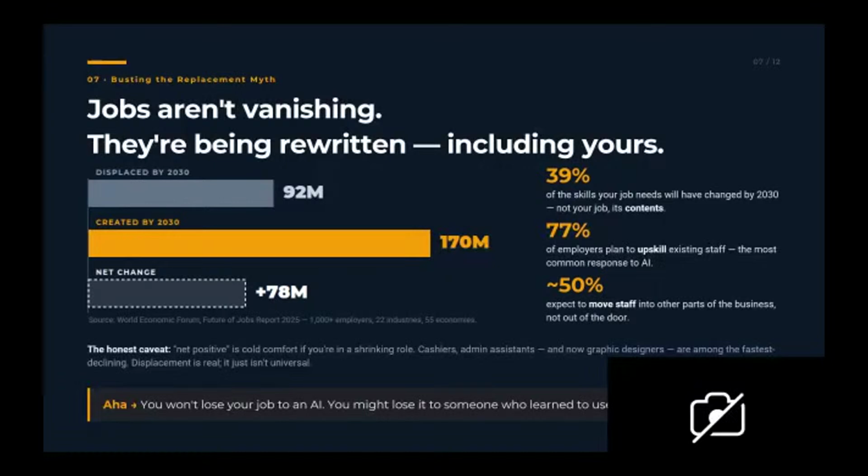Okay, so this breakdown says a lot of jobs will be displaced by 2030. The talk was around 92 million. But inasmuch as a lot will be displaced, we have a lot that will be created.